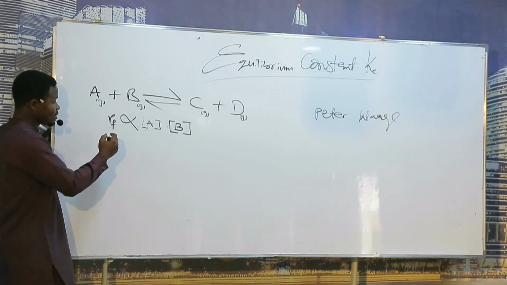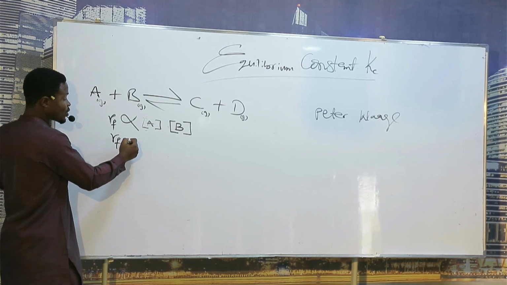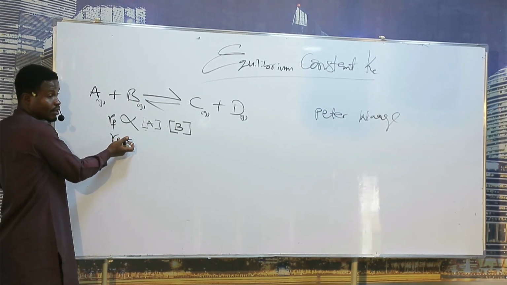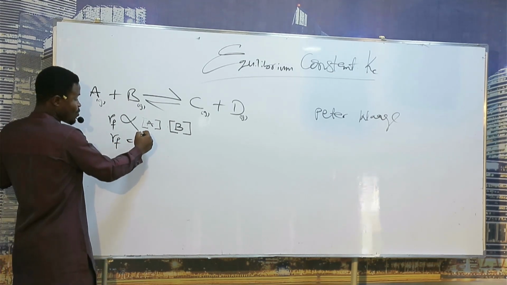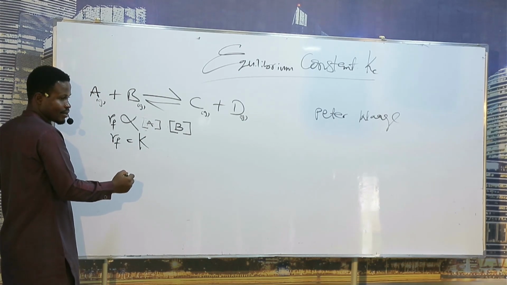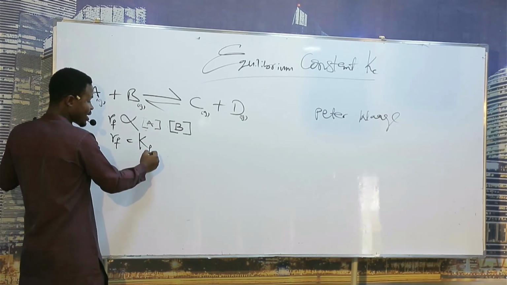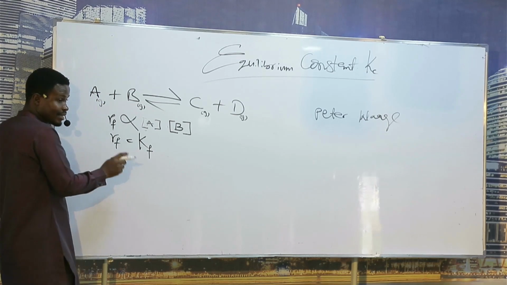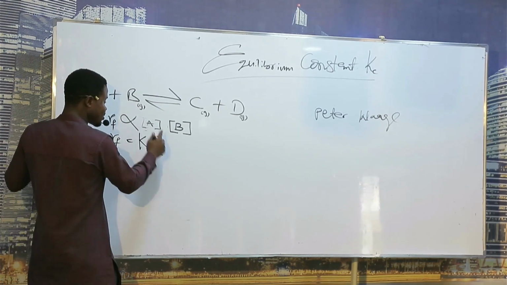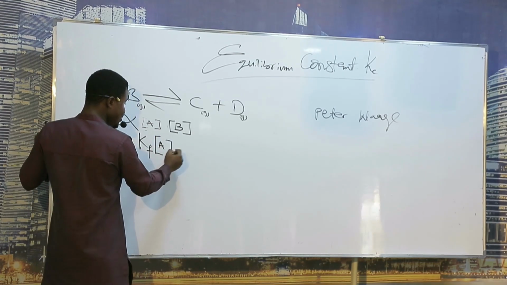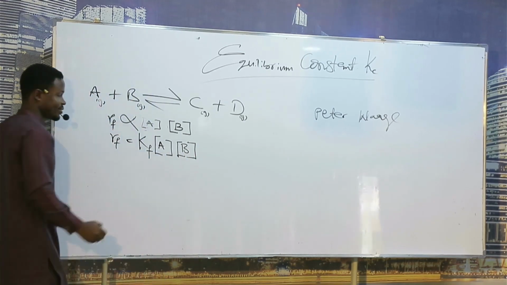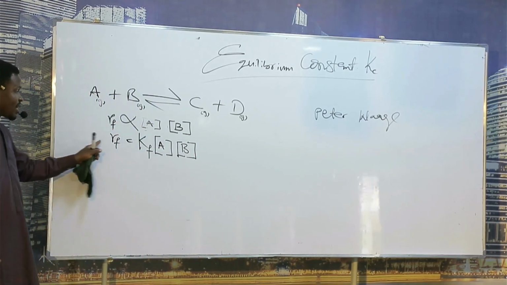The rate for the forward reaction, I need to introduce an equal to, is equal to the rate constant for the forward reaction times A and B. We've settled the forward reaction.